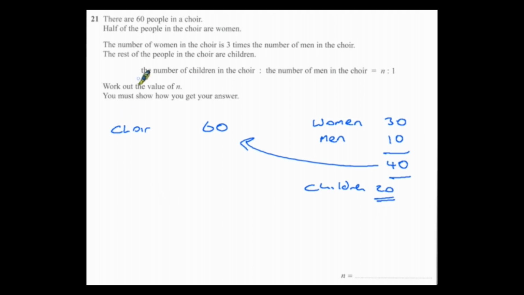We are now asked for a ratio, and it is the number of children in the choir to the number of men. So let's have a look what numbers we've got. Children 20, men 10. We are asked to give the ratio in the form of n to 1, therefore we are going to simplify 20 and 10, divide both sides by 10, we get 2 to 1. There are 2 children for every man, therefore n equals 2.